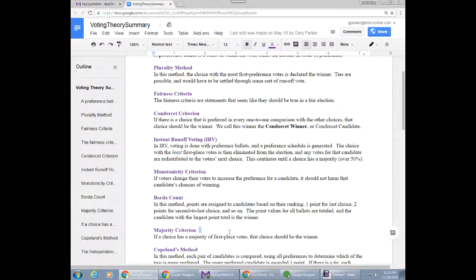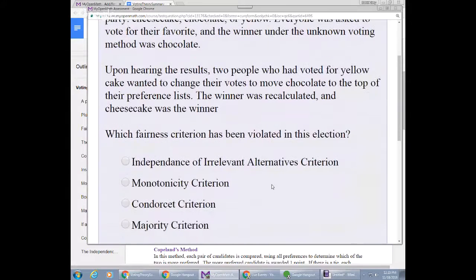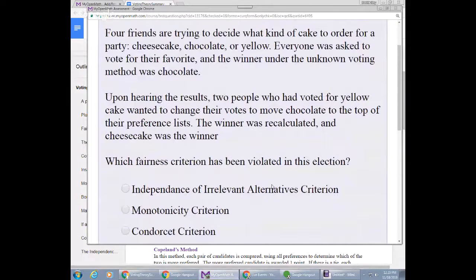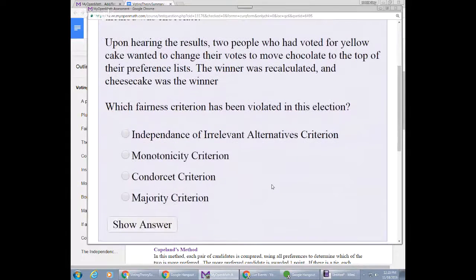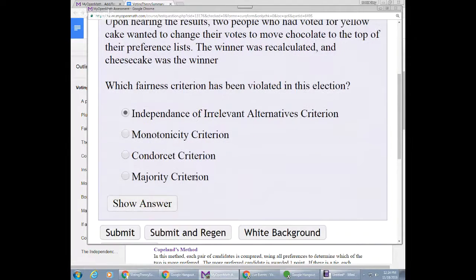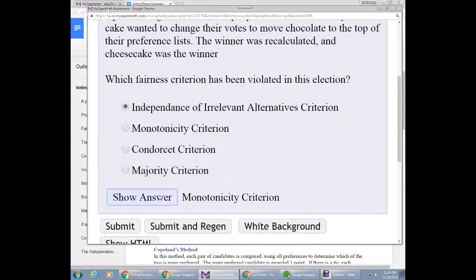Yeah. Okay. I have problems with that one. Yeah. And cheesecake. So that did change. Okay. So I guess that would be the independence of irrelevant alternatives criterion. All right, let's give it a try. Ooh, monotonicity. That was my first thought on that one.